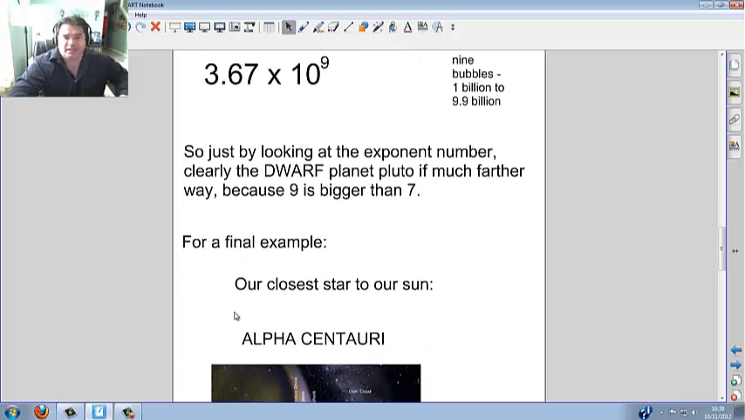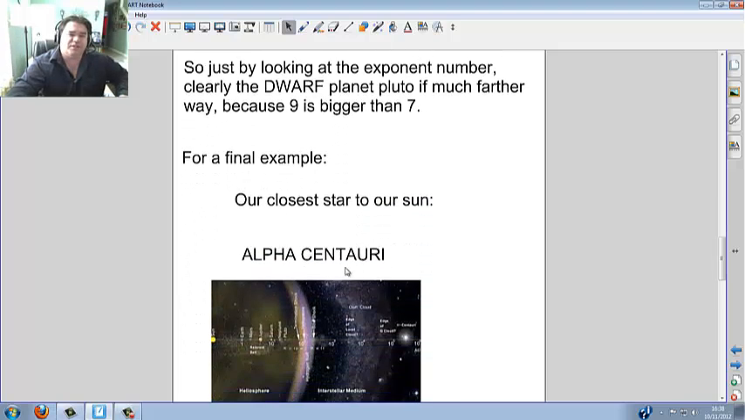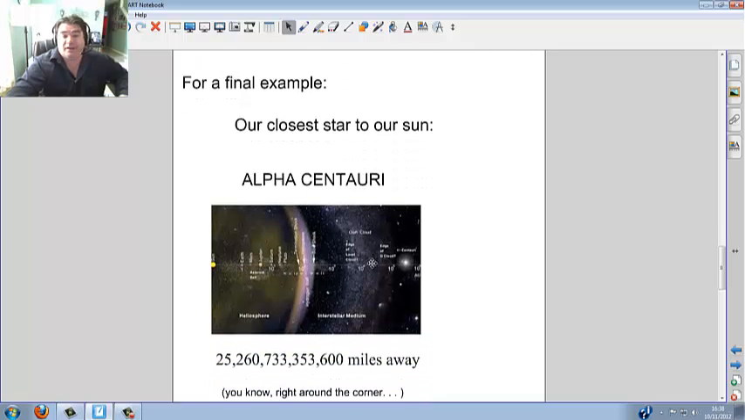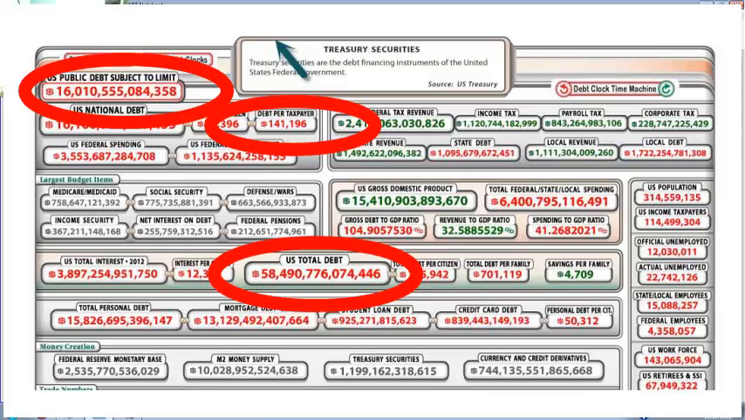Now, for our final example, our closest star to our Sun is Alpha Centauri. Now, Alpha Centauri happens to be just a mere 25,260,733,353,600 miles away. You know, right around the corner. Wow, 25 trillion, that's such a big number. Almost like our debt will be probably in like 3 or 4 years.